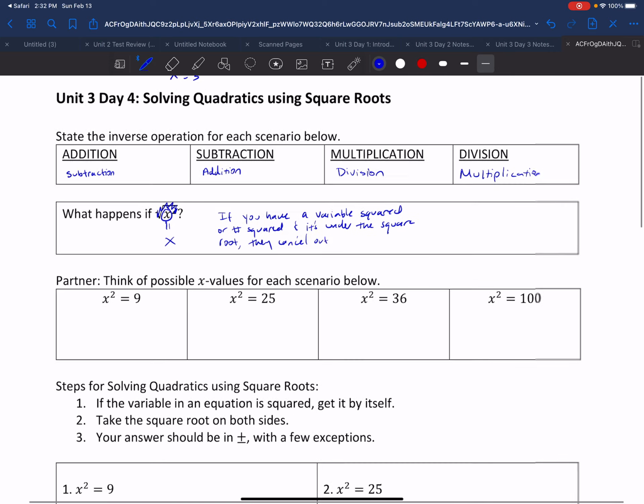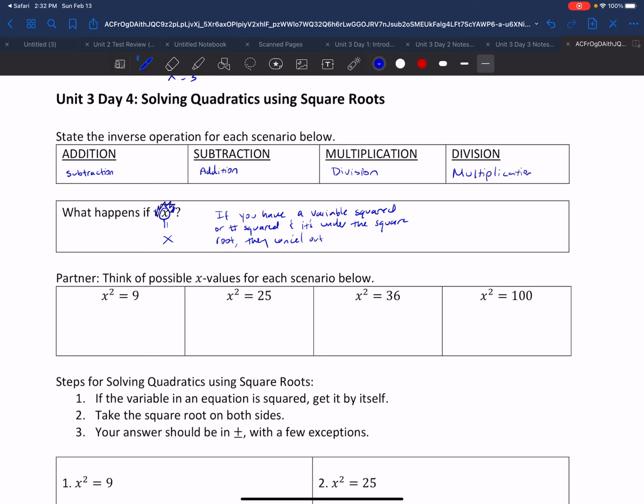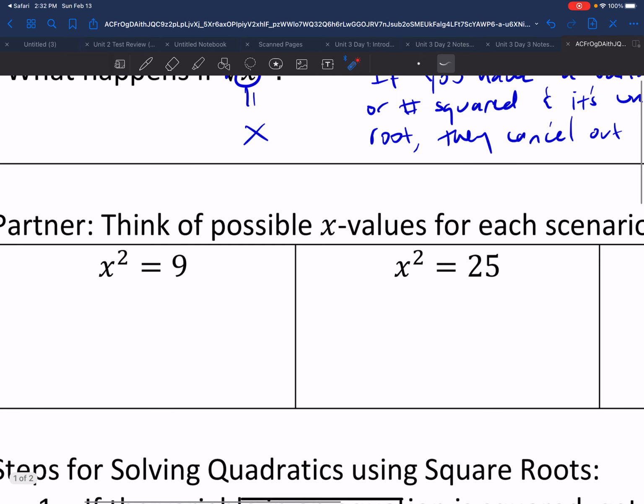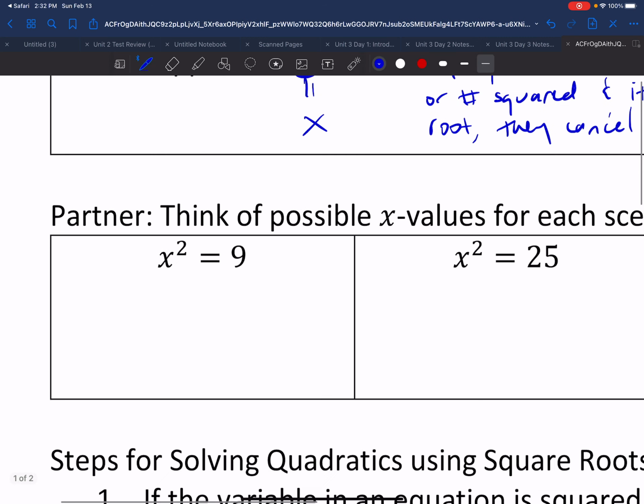Now we're going to think of some possible x values for each scenario below. x squared is equal to 9. Think of some values: something squared is going to give me 9. Of course, if x is equal to 3 and I plug 3 into my expression, I have 3 squared, which is 3 times 3, which is 9. And remember, put those parentheses, because it makes a big difference. I've been telling you since the beginning to put these parentheses here. Now it's going to be a huge factor.